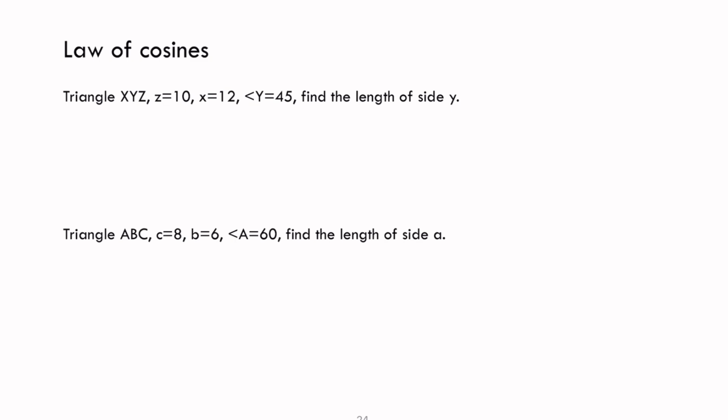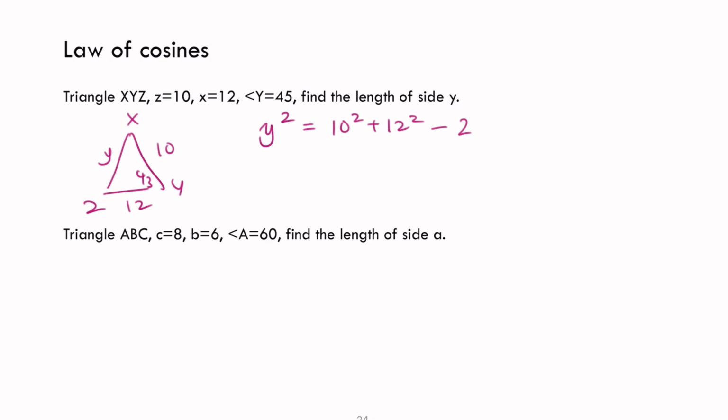So here are just a few practice problems. In triangle XYZ, z is 10, x is 12, and angle Y is 43. Find the side length of side y. So we can just do the law of cosines, which is y squared is equal to 10 squared plus 12 squared minus 2 times 10 times 12 times the cosine of 43. We can just solve for this to get y right here.